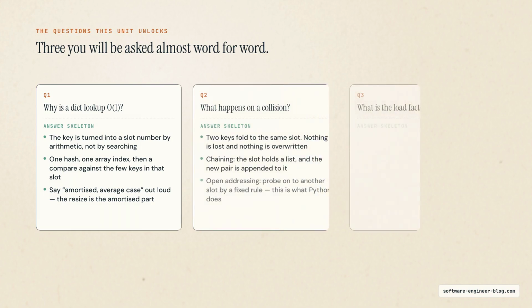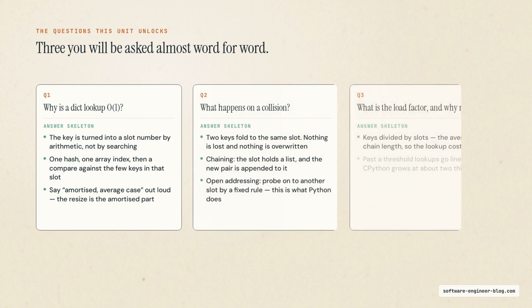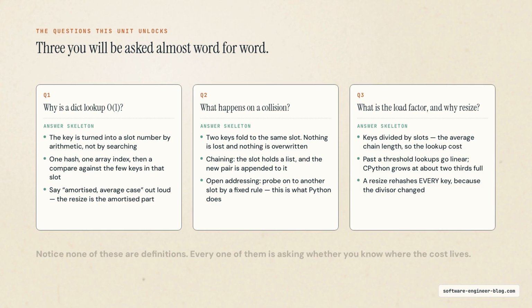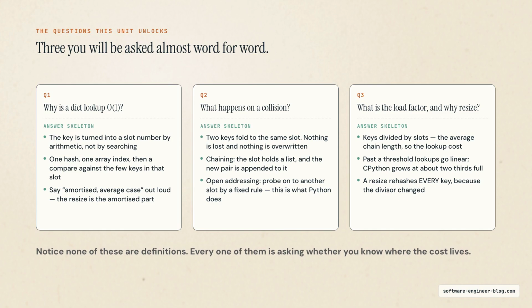Question 2. What happens on a collision? 2 keys fold to the same slot, and nothing is lost or overwritten. With chaining, the slot holds a list and the new pair is appended. With open addressing, you probe onto another slot by a fixed rule, which is what Python does. Question 3. What is the load factor and why resize? Keys divided by slots, which is the average chain length, which is the lookup cost. And a resize rehashes every key, because the divisor changed.